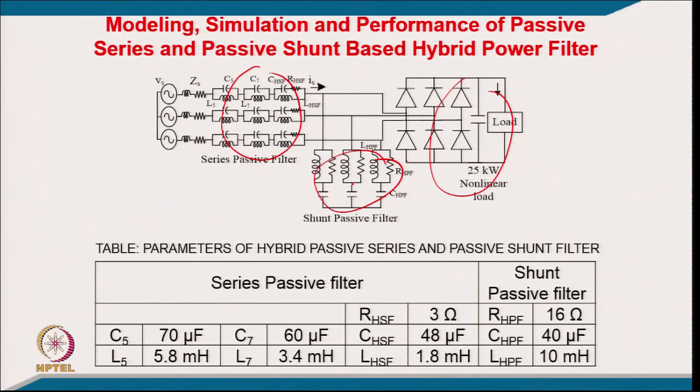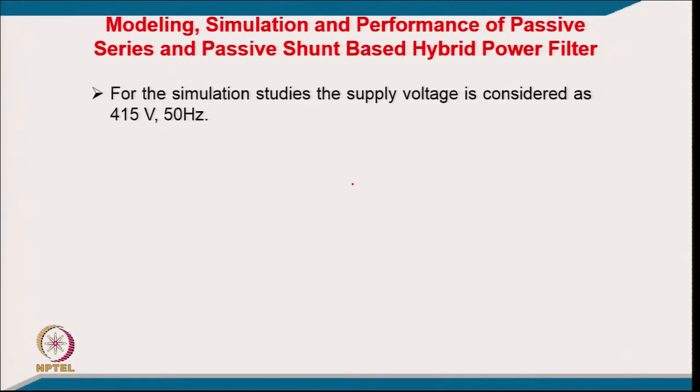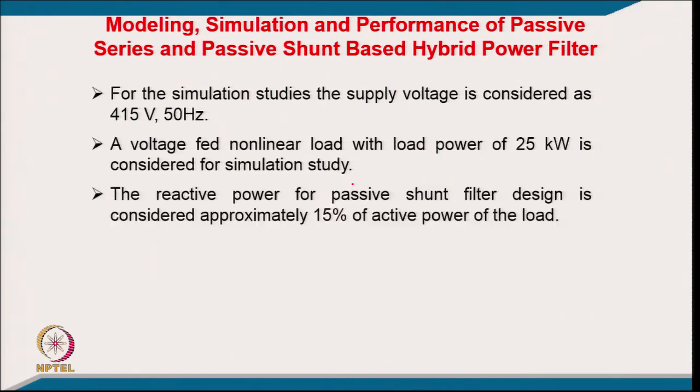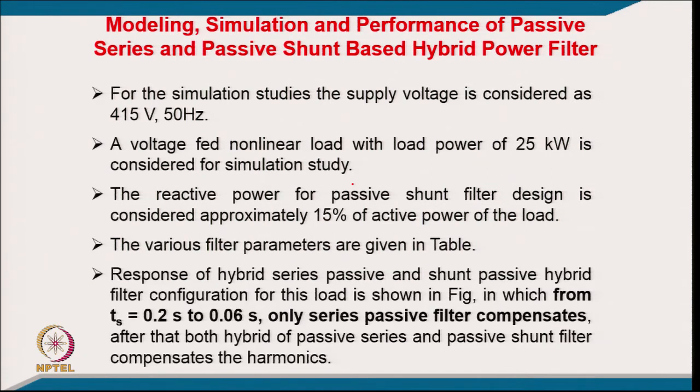And after proper designing of this filter, we are able to get quite good performance. So, for the simulation study, the supply voltage considered is 15 V, 50 hertz, and a voltage fed nonlinear load with load power of 25 kilowatt is considered for the simulation study. The reactive power of the passive shunt filter design is considered approximately only 15% of active power, because this kind of load does not need much reactive power. Only for the source impedance we need some reactive power, and the various filter parameters are given in the table which we have already seen.